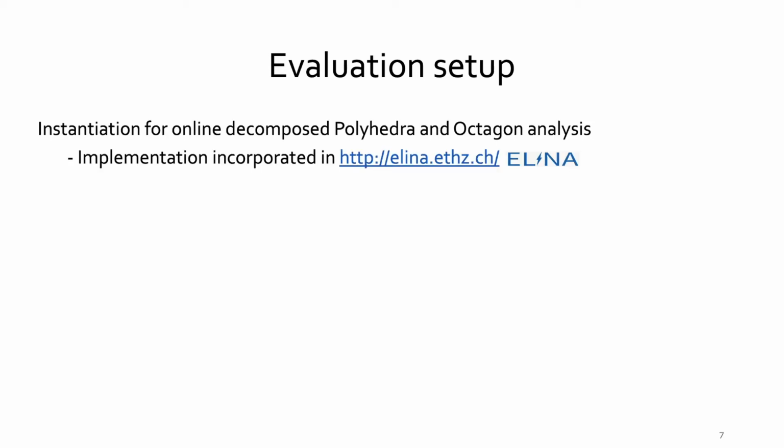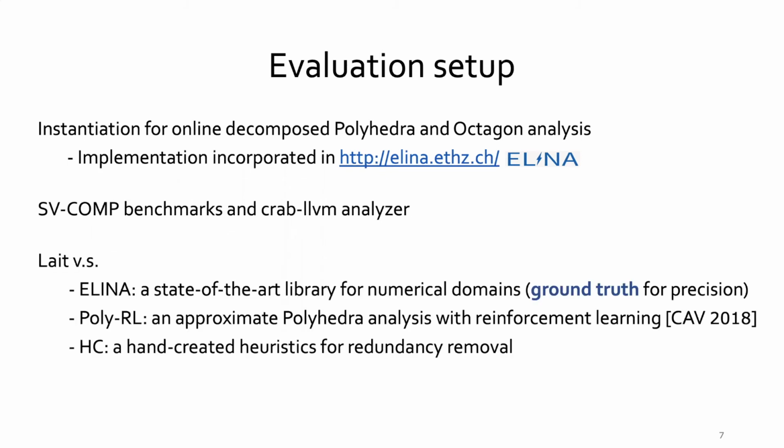Now we present our evaluation of Lait. Lait is instantiated on the online decomposed Polyhedra and Octagon domains. The implementation is available in the current version of ELINA. In the evaluation, we run analysis with the Crab-LLVM analyzer on SV-COMP benchmarks. We compare Lait with 3 baselines. The first is the version of ELINA when we wrote the paper, which provides precise transformers and is used for obtaining the ground truth for precision. In other words, Lait tries to remove redundancy from the precise analysis with ELINA.